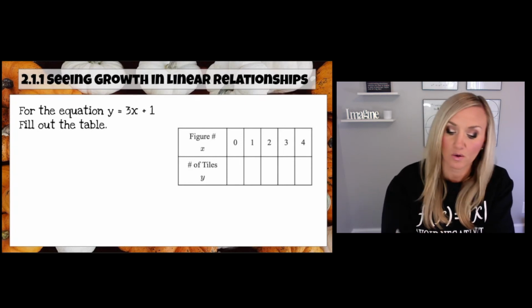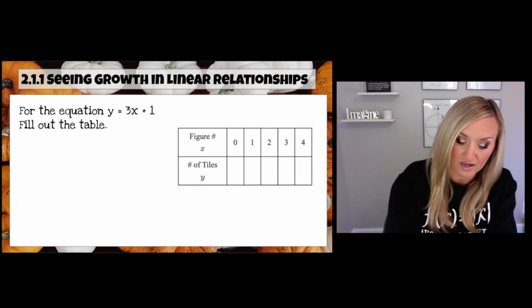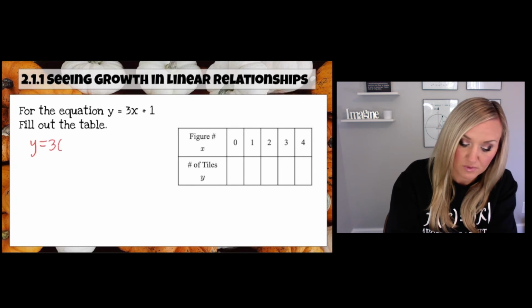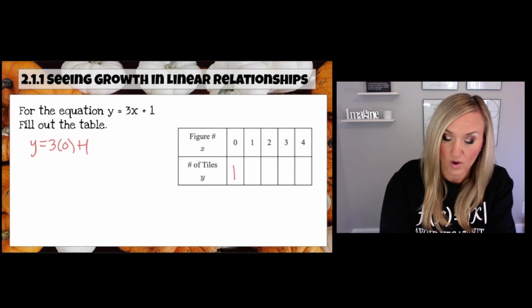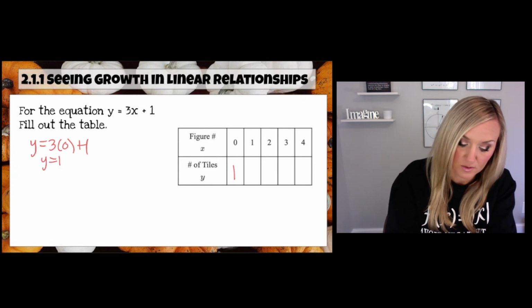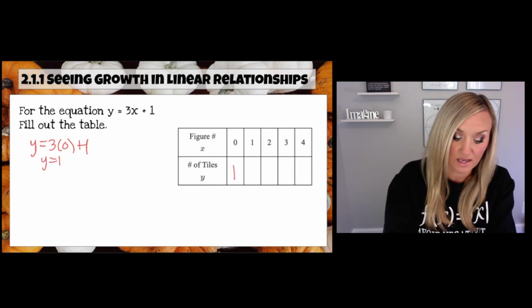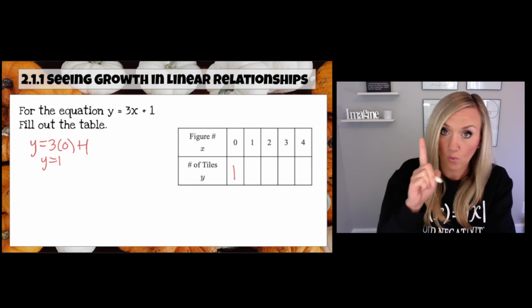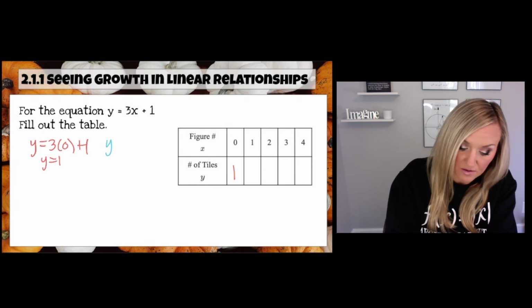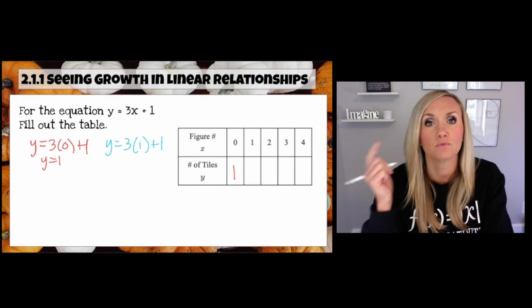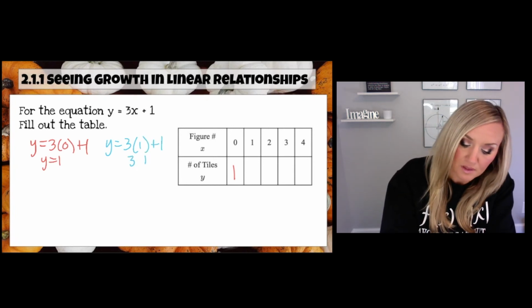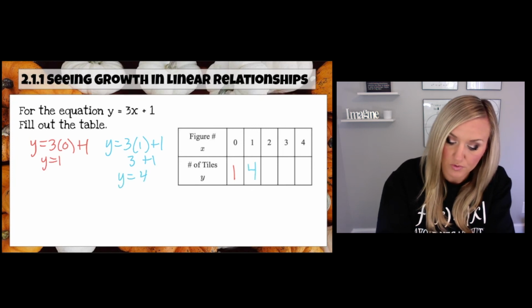All right, so I'm going to plug in 0 first for x. So y equals 3 times 0 plus 1. That equals 1, right? Because y equals 1. Good. Let's do it again. Let's do it for 1, right? So then we have y equals 3 times 1 plus 1. Now 3 times 1 is 3. 3 plus 1 is 4. So y equals 4. So 4 goes here.